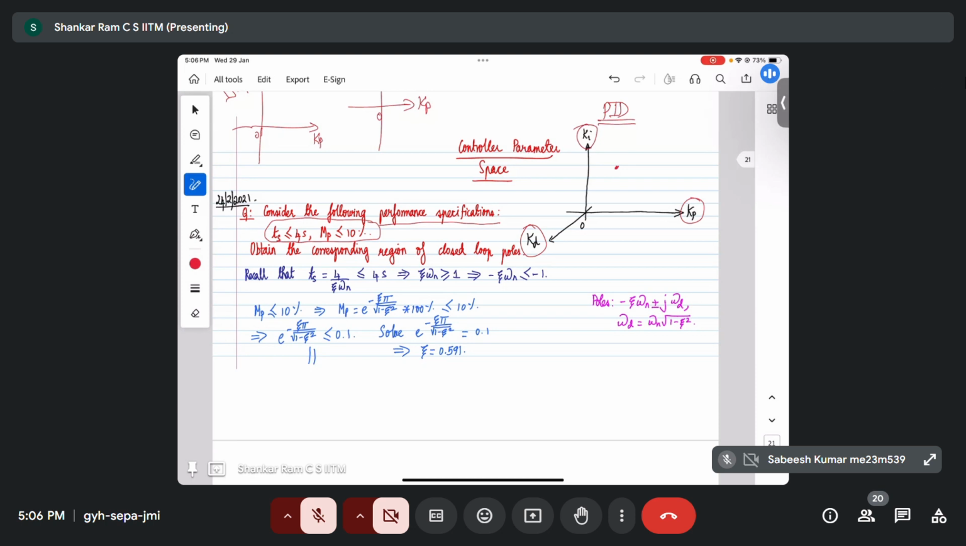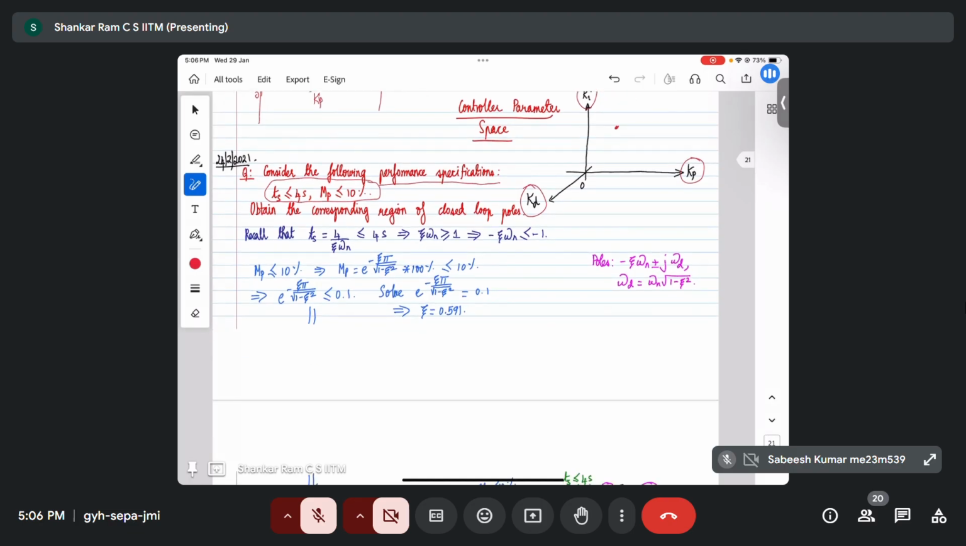axis or a couple of complex conjugate poles close to the imaginary axis. So the dominant first order and second order system. So let's say we are given the specifications as settling time less than 4 seconds and peak overshoot less than 10%. The question becomes, how do we process this, right?